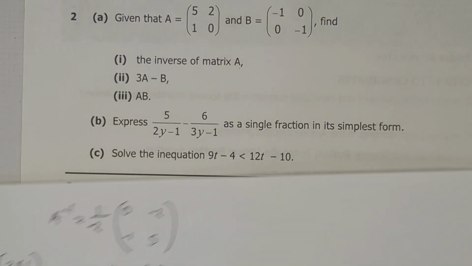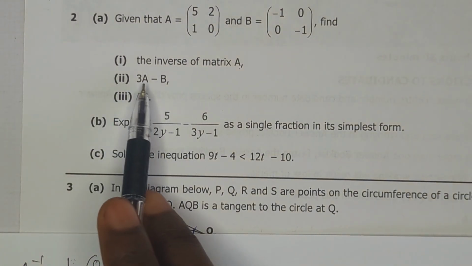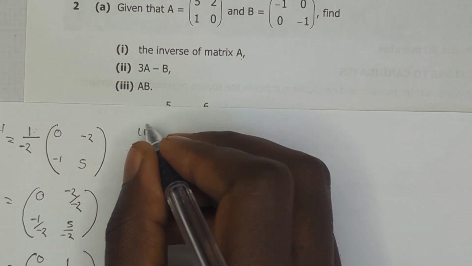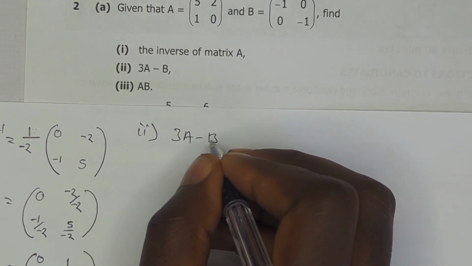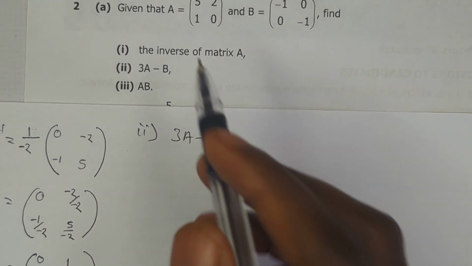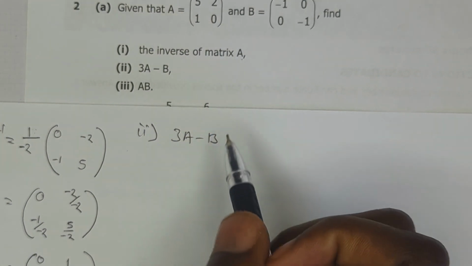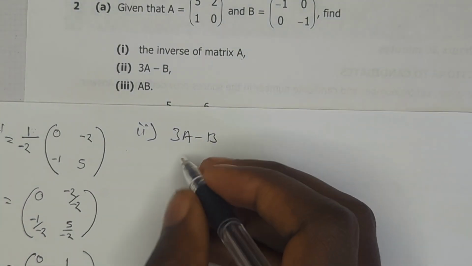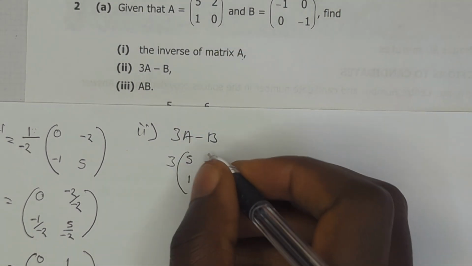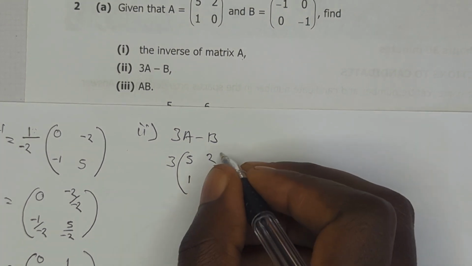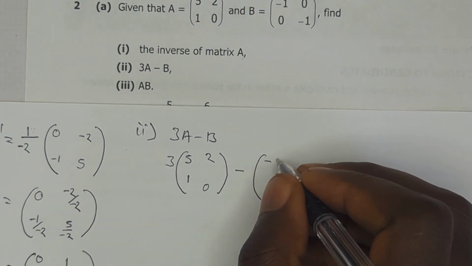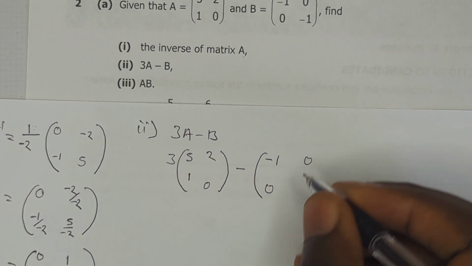The next question, Roman numeral 2, 3A minus B. This means that we have to multiply this 3 by the matrix of A. So this is going to be 3 multiplied by 5, 1, 2, and 0, minus the matrix for B, which is -1, 0, 0, -1.